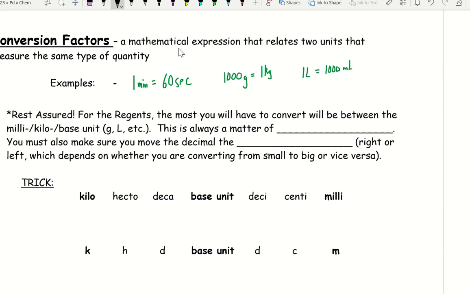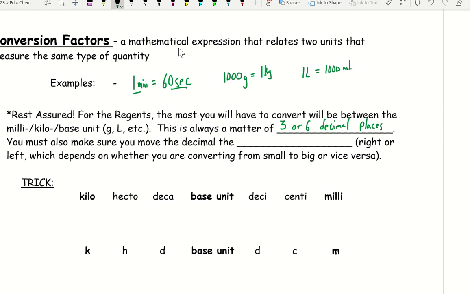The idea is these prefixes, kilo, milli, change things in the metric system, but converting from one unit to another, that's the key idea here. For the regions, the most you'll have to convert will be between milli, kilo, and base unit, grams and liters. This is always a matter of 3 or 6 decimal places. So it's not like a ton of conversions. But you do have to understand them and how they work, and that's what we're going to do today. So 3 or 6 decimal places is all we're asking you to be able to manipulate.